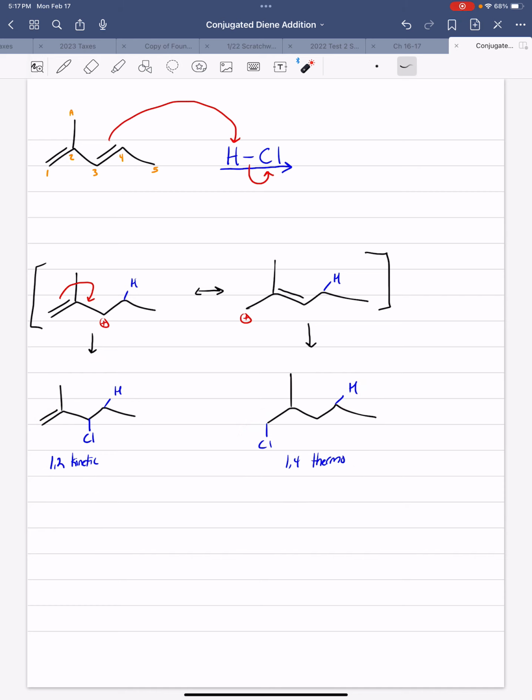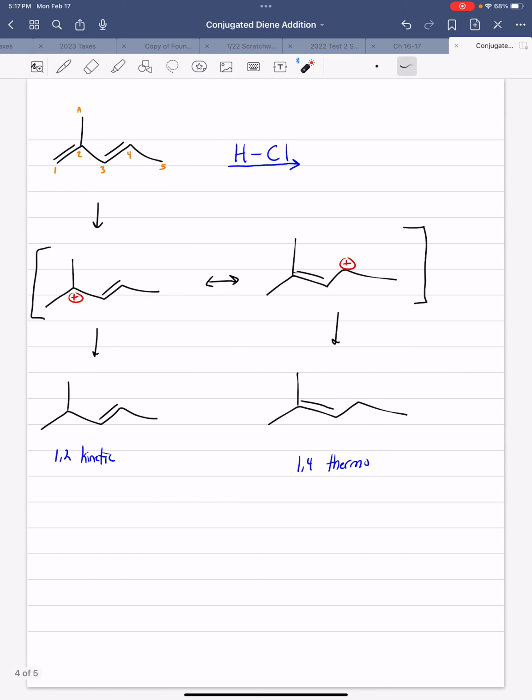Now where those numbers come from is just the relation of the H and the Cl, the two things that we're adding, to each other. So when they're right next to each other, we're going to call it the 1,2. And when they're a few atoms apart, we'll call it the 1,4 thermo. Now everything that we did with this pi bond here, we're also going to react with this pi bond here. So let's head to the next page, and we'll do our proton transfer first, like this.